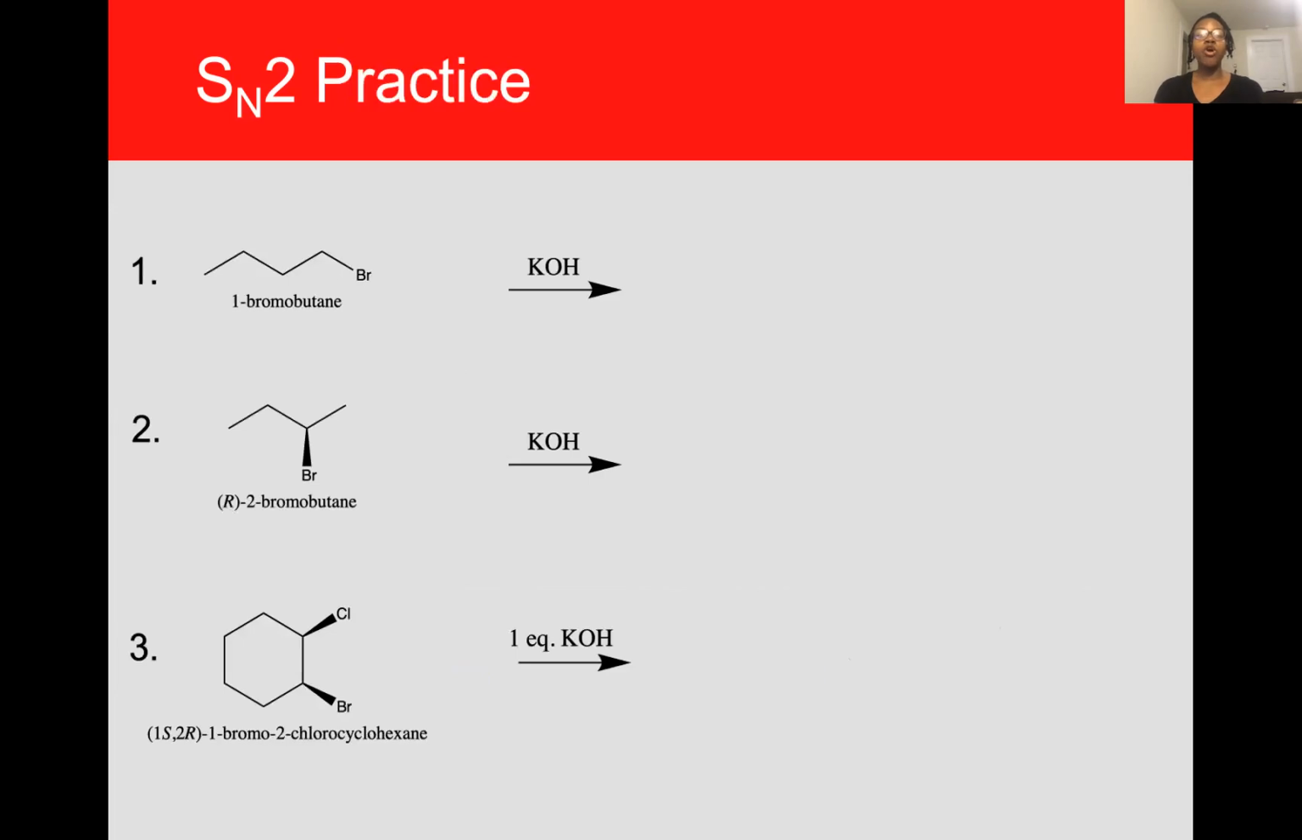So now we're going to go over a few practice problems using 1-bromobutane, 2-bromobutane, as well as 1-bromo-2-chlorocyclohexane. I'm going to switch to the dot cam so that I can show you the mechanism.